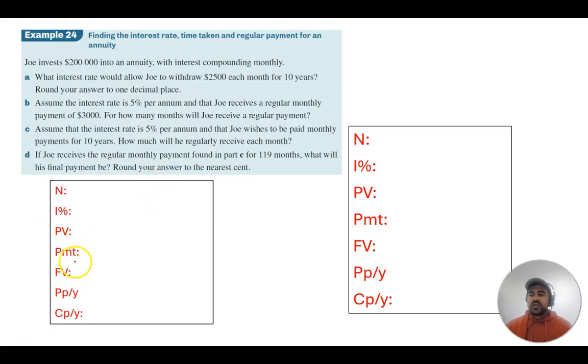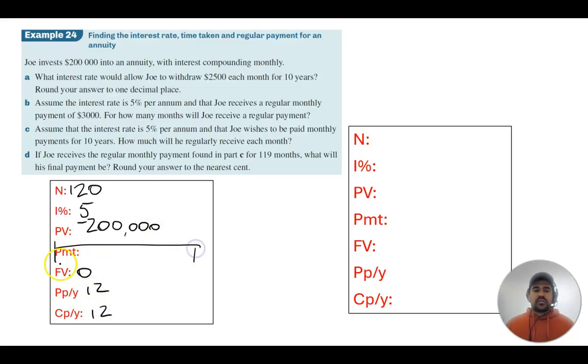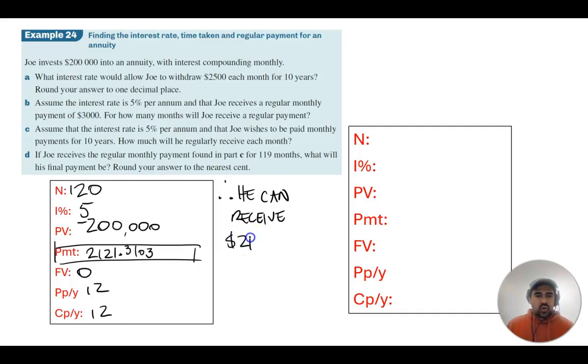So we want to know how much is he allowed to take out. So again, we have got 10 years, so 120 payments, a 5% rate, with an investment of $200,000, so it's negative. Future value is 0 with 12 and 12. How much is he allowed to take? When you work this out, this will be 2121.3103. Therefore, in receive or withdraw, I prefer E, let's have to see, $2121.31 per month. So question C.